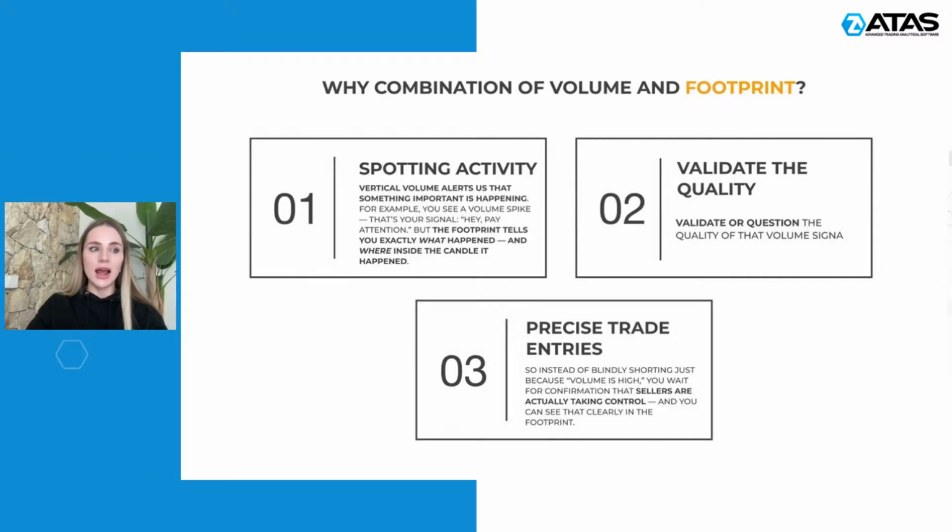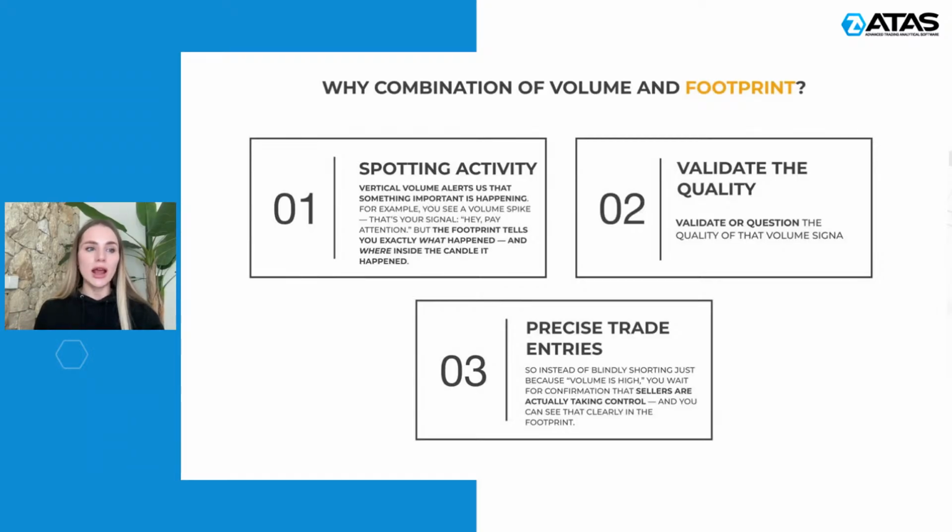First, it can help you to spot that something important is happening. For example, if you see a volume spike, that's your signal: hey, pay attention to this very moment. But the footprint tells you exactly what happened, not just that something is happening. Are those buyers? Are those sellers? Where inside the candle exactly did it happen? At which price level were those trades executed? Which price level can you now use as an entry point or an exit point for your trades?